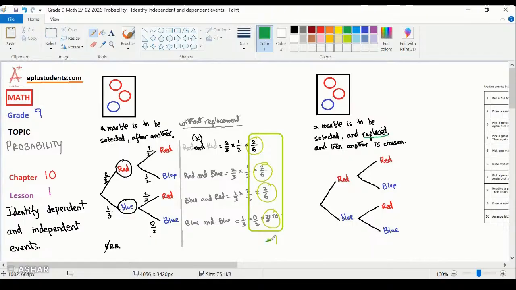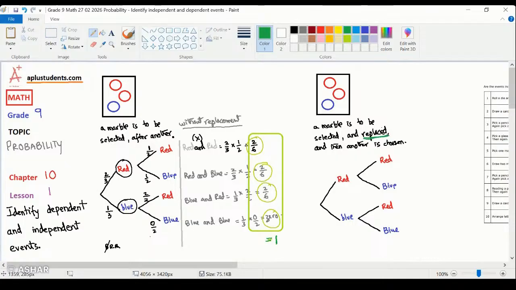In probability, it cannot exceed 1. The probability of anything cannot exceed 1. It cannot be less than 0. It cannot be greater than 1. Okay. So this case was without replacement. Let's look at another scenario in which the marble was replaced.